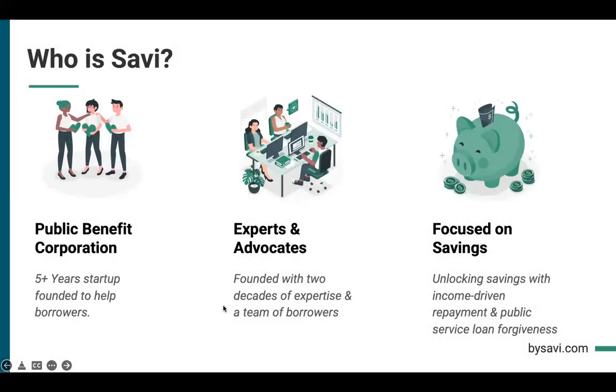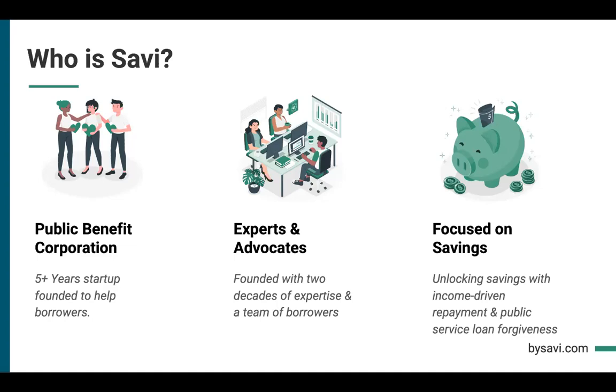All right, so before we go any further, I just wanted to take a quick second to introduce who we are here at Savi. I think it's important because there are a lot of, I would say, less than reputable actors out there in the student debt space, a lot of scams and things like that. So it's important to know why we are such a trusted resource and who we are and why we do what we do. So Savi is a social impact technology startup based and founded in Washington, D.C.